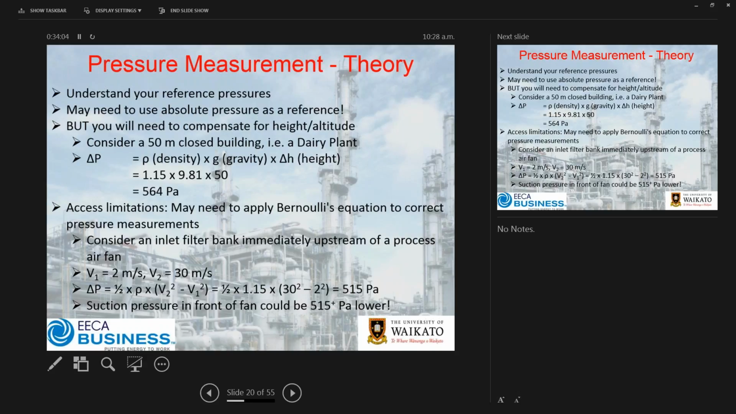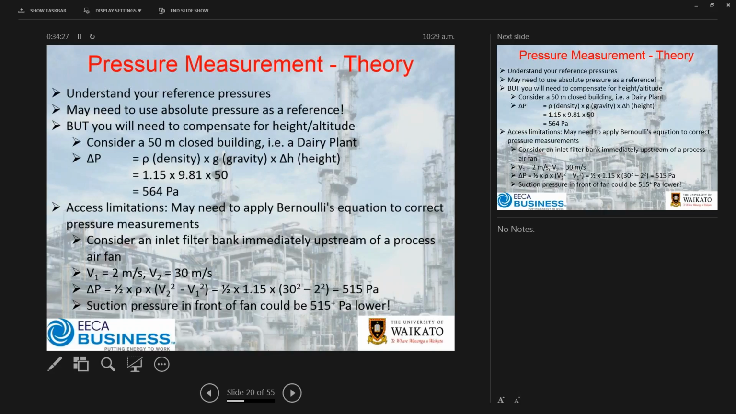Now, if you have access limitations, we similarly have to apply Bernoulli's equation to correct pressure measurements. So, as an example, if we consider an inlet filter bank before a process air fan, we might have an access point immediately after the filter bank, which is quite typical, and the velocity at this point might be 2 meters a second.